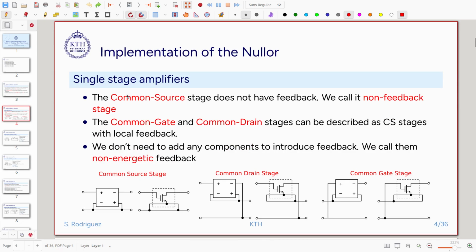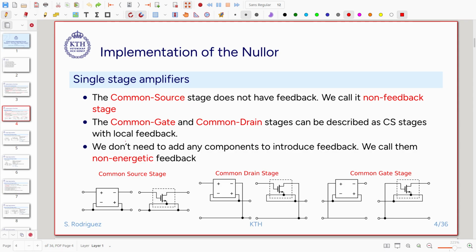So let's start with single stage amplifier configurations. We have already studied a little bit about the common source stage. The common source stage does not have feedback if we don't consider the CGD capacitance that appears between the gate and the drain. So we will call it a non-feedback stage, and it is a very basic amplifying stage that we study.